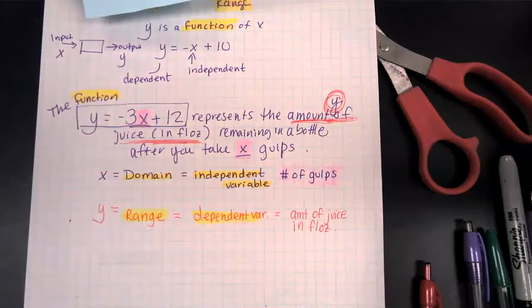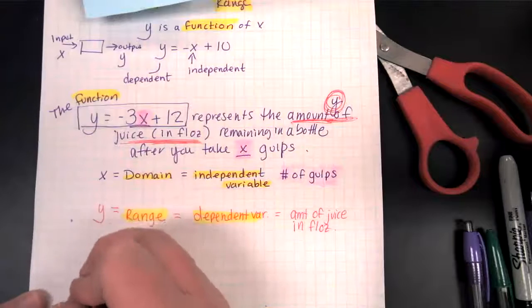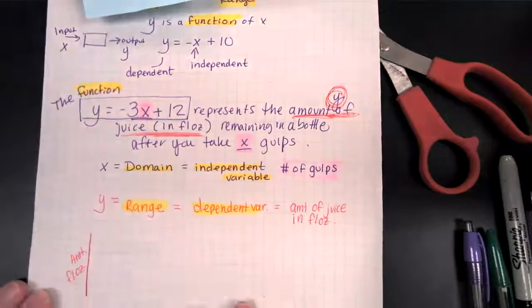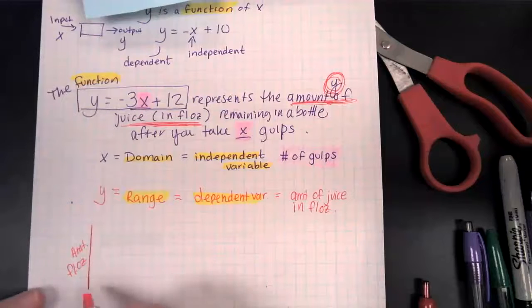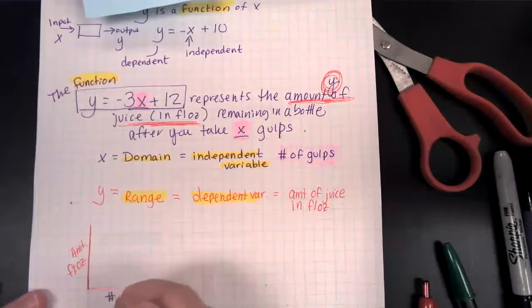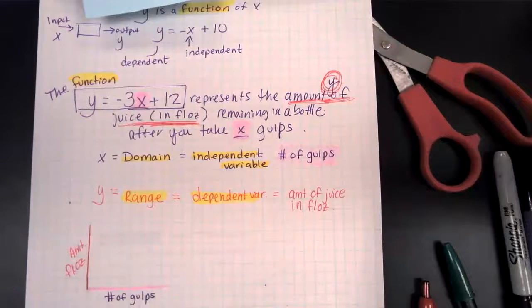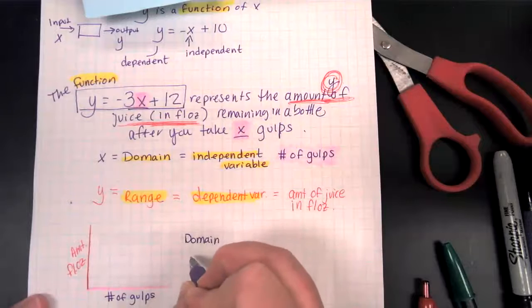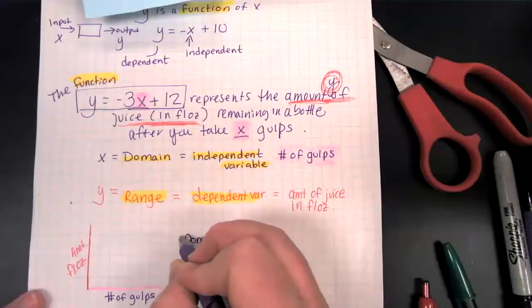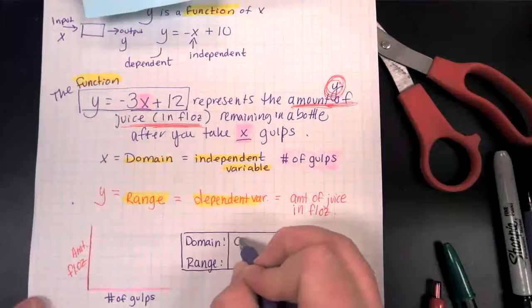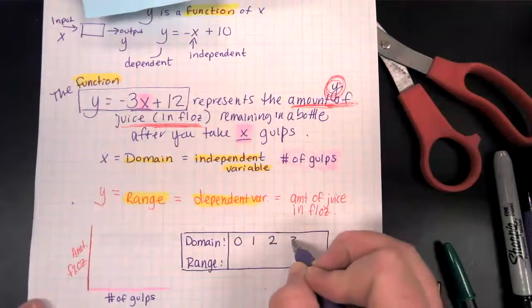If I were to graph this, friends, I would have my amount of fluid ounces on my y-axis. I would have, see the pink? Number of gulps on my x-axis. And it says, what's the domain? The domain is a set of numbers. What is going to be the range? So here we go. I'm going to set up a little table here. What's at 0, 1, 2, 3, and 4?